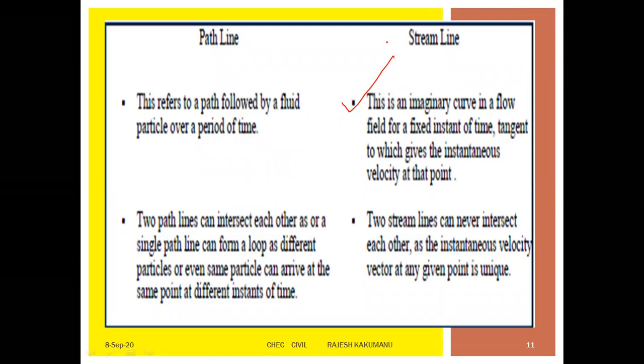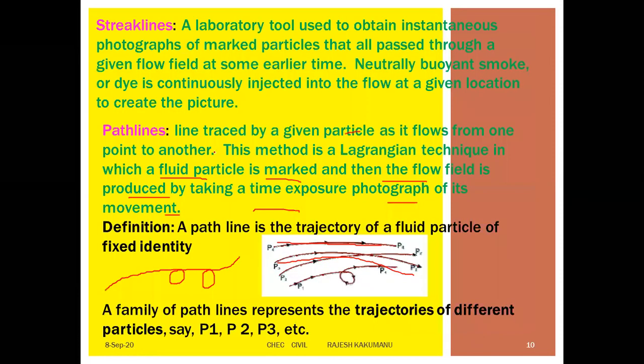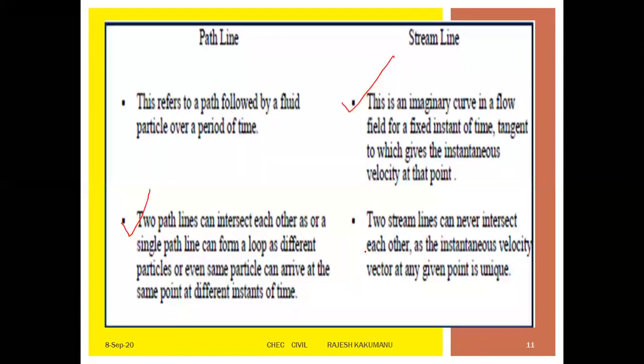Path line. Two path lines can intersect each other. So here two path lines are intersecting each other, right? See here, the two path lines are intersecting at this point. Two path lines can intersect each other, or a single path line can form a loop, as different particles or even the same particle can arrive at the same point at different instants of time.